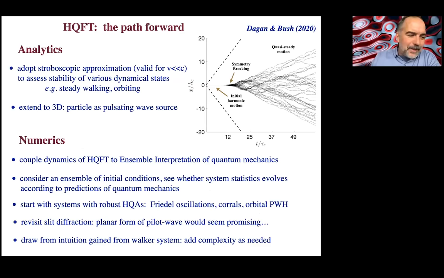And so the way forward, we basically want to look at ensembles. In terms of analytics, we can adopt the stroboscopic approximation which we developed in the hydrodynamic system, and it turns out it's valid here in the non-relativistic limit. And so we look at the stability of various states, as we've done in the hydrodynamic case. Also, one can imagine extending to 3D. Then in terms of numerics, we want to couple these dynamics to an ensemble interpretation of quantum mechanics. So you look at an ensemble of initial conditions and see how they evolve. And we of course have to check the extent to which the evolving statistics satisfy Schrodinger's equation or Klein-Gordon, as the case may be. And of course, we'll start with things which have a solid grounding in HQFT.